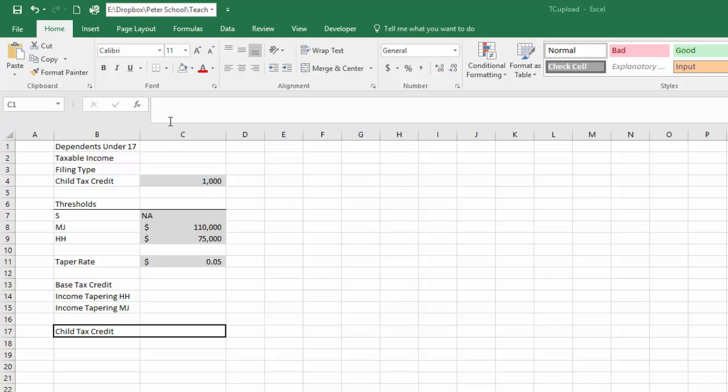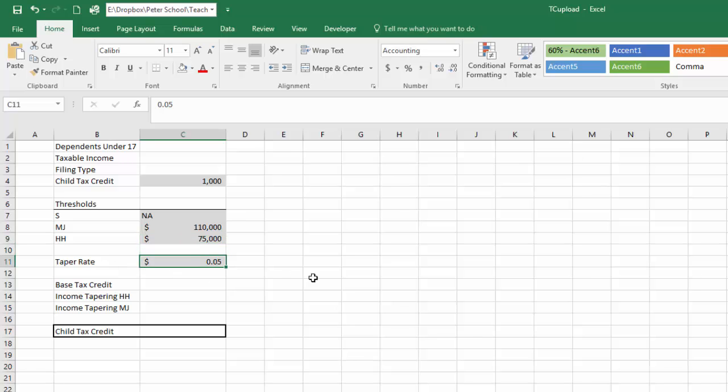Now, I have the levels here for the various thresholds. If you're filing single, you don't have any dependents. But if you're married joint, the threshold is $110,000, and if you're head of household, the threshold is $75,000. After that, your taper rate is 5 cents for every dollar. So for every dollar beyond your given threshold, your child tax credit decreases by 5 cents.